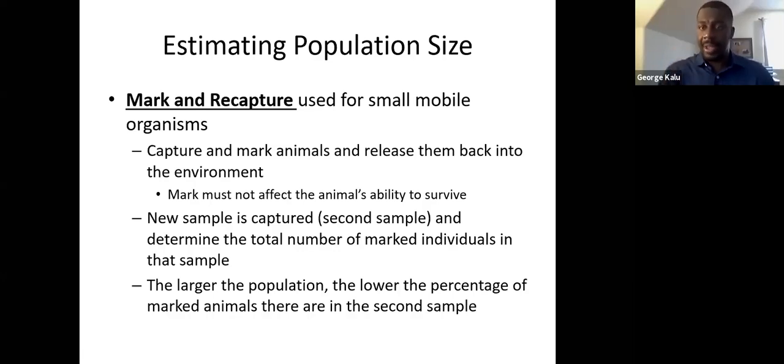Which makes sense, right? If you have a large population, the chances of you being able to pick out one that was already marked is going to be relatively low compared to if you had a small population. If you have a small population, then the chance of you being able to see a marked individual is going to be relatively high because you're working with a smaller pool. Okay. So this is the formula here.